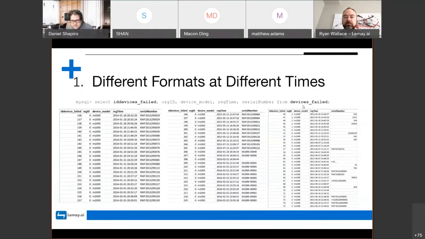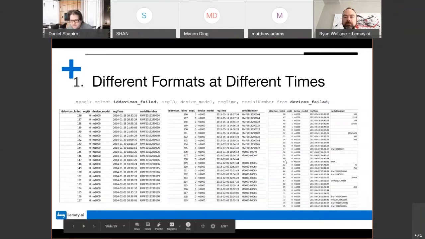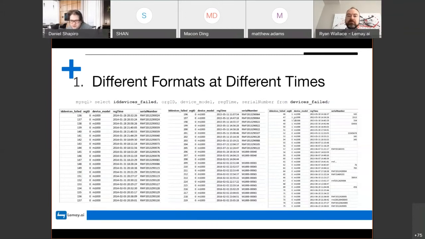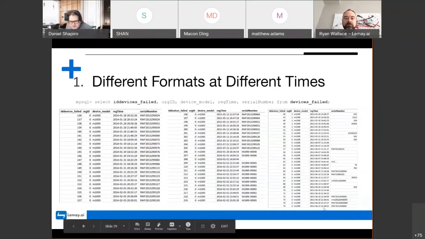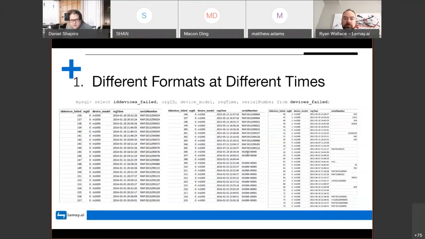What you see in this table devices failed is that over the years, going 2013 on the right down to 2014, 2016, over time, different standards for the serial numbers were followed. During the kind of approval phase, there was type a random number, like 123, 123. Then it got a little bit more professional as things start to roll out. There's actual like serial numbers. But you see here a switch from these RMF, which is the manufacturer, to just M1000, which is the model number of the thing.